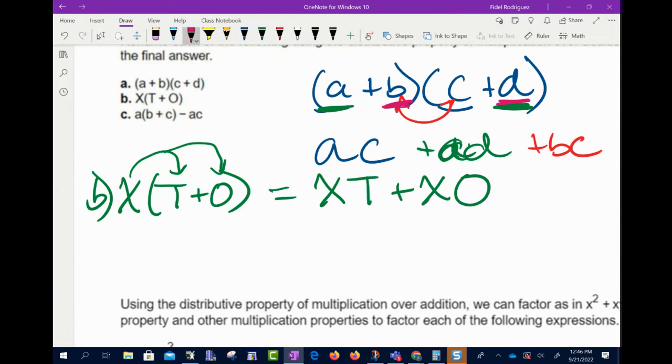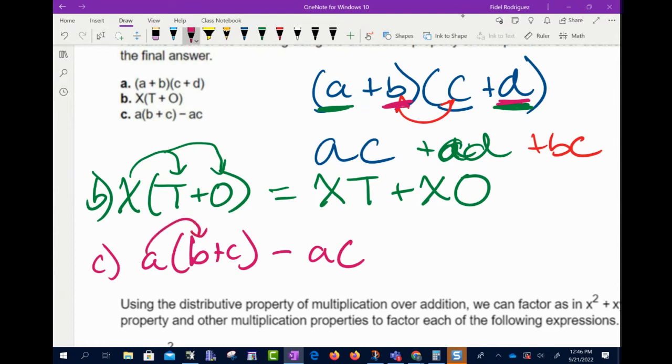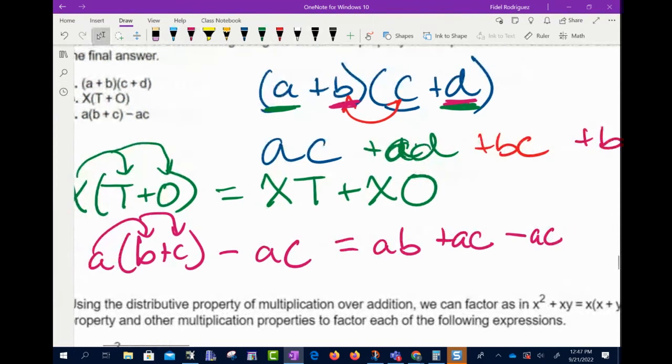Now we got a third part right here, part C. Part C says we have A times the quantity B plus C, minus an AC, okay? So again, I'm going to do the same thing here. I'm just going to distribute my A. I'm going to multiply the A to both those pieces. So that's an AB plus an AC, but I want you to notice something. I'm also subtracting an AC.